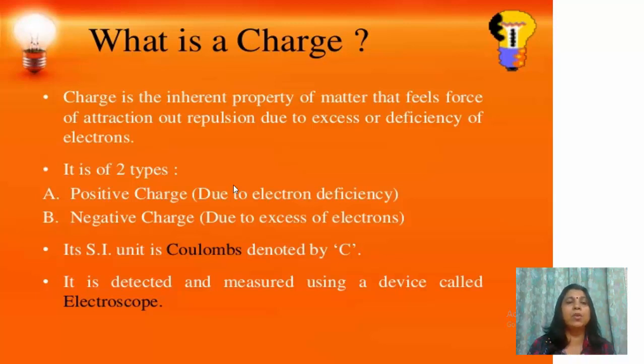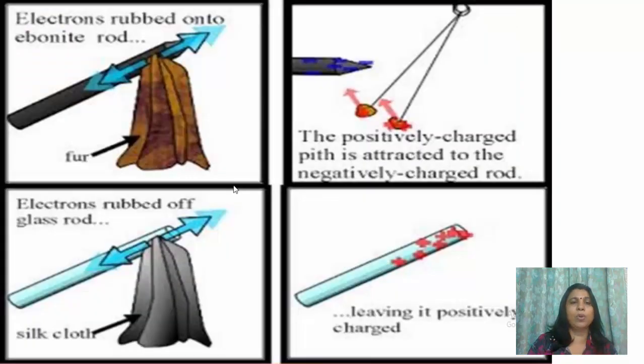The SI unit of charge is coulomb, which is denoted by the capital letter C. This charge is detected and measured using a device called an electroscope. You have studied about charge in your class 8. There it was static electricity, and in that chapter, you have learned about the electroscope.